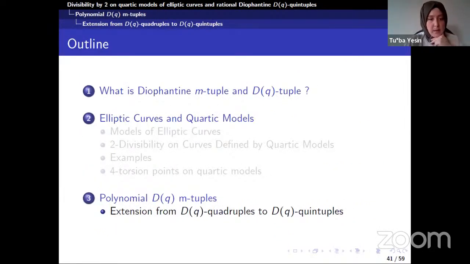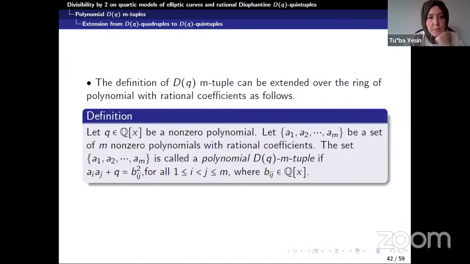Okay, the last thing I want to mention is about polynomial D(q)-m-tuples. First, we can give the definition of a polynomial one. Actually, this is the same definition, we just need to extend our ring to the ring of polynomials. Let Q be a non-zero polynomial, and let this set be a set of m non-zero polynomials with rational coefficients. This set is called a polynomial D(q)-m-tuple if a_i times a_j plus q is b_ij squared, where these b_ij are polynomials for all i, j from 1 to m.